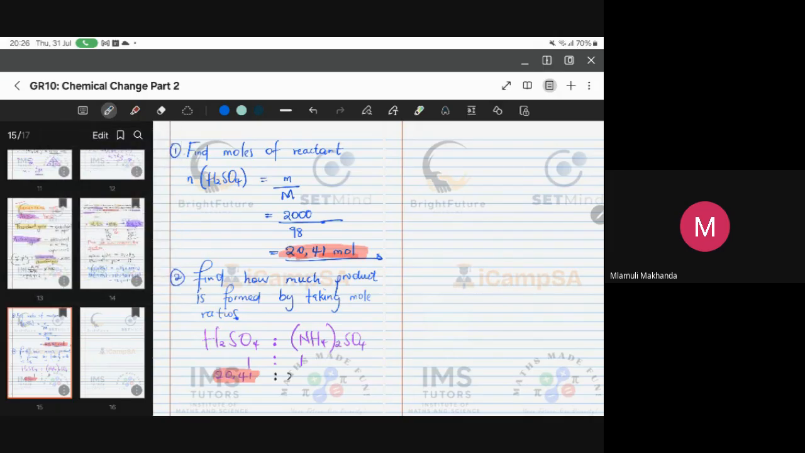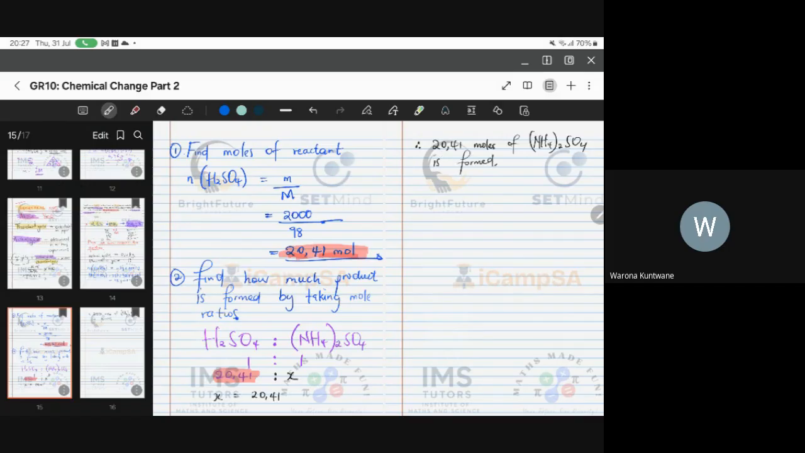It is 2X, so we cross multiply. And since the ratio is 1:1, obviously X will still be 20.41. Therefore, 20.41 mole of (NH4)2SO4 is formed.